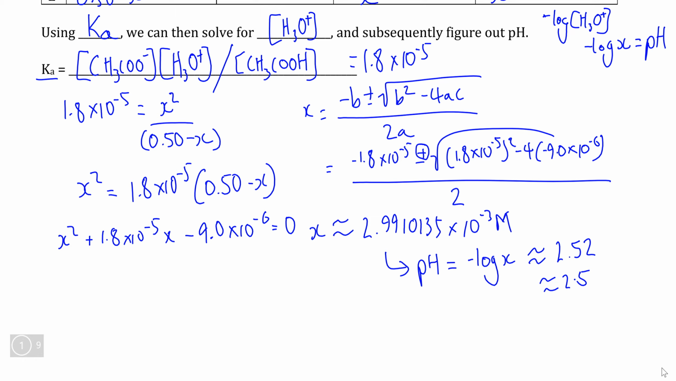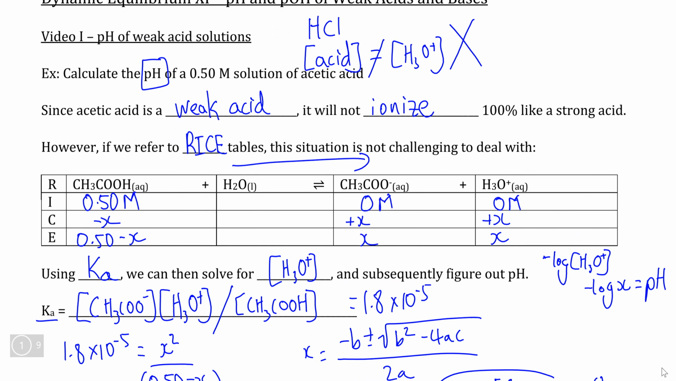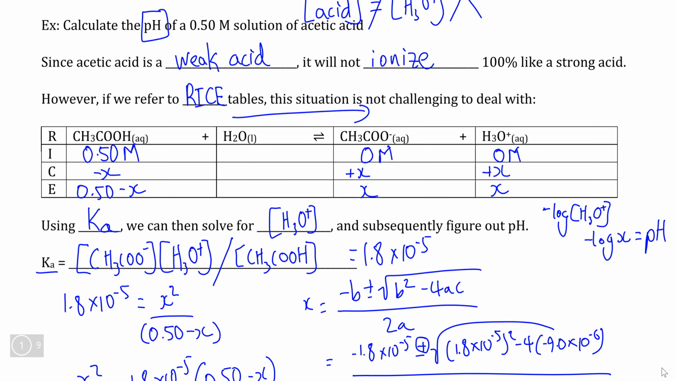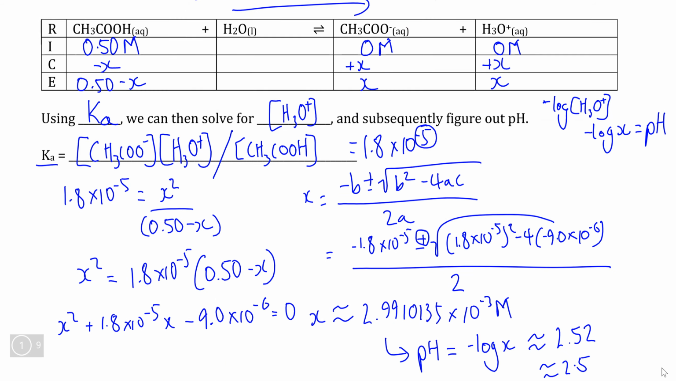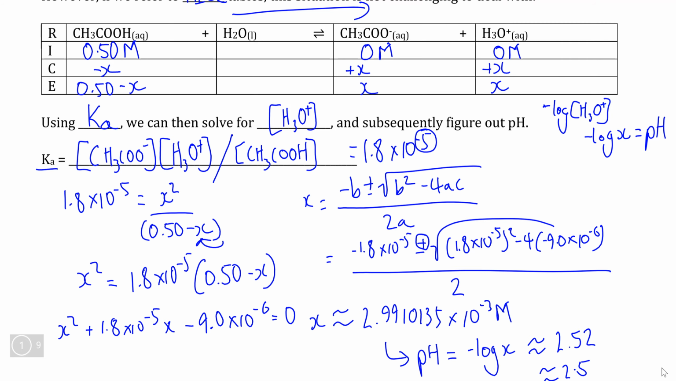So again, not particularly difficult, although the step where we put everything into the quadratic formula can get a little bit messy. So is there a way that we can shorten this without really compromising the answer that we get? Well, if you remember the assumption regarding percent dissociation that we made back with KSP calculations, if we check the value of Ka, we see that Ka is a very small number, meaning that x is also going to be a very small number here.